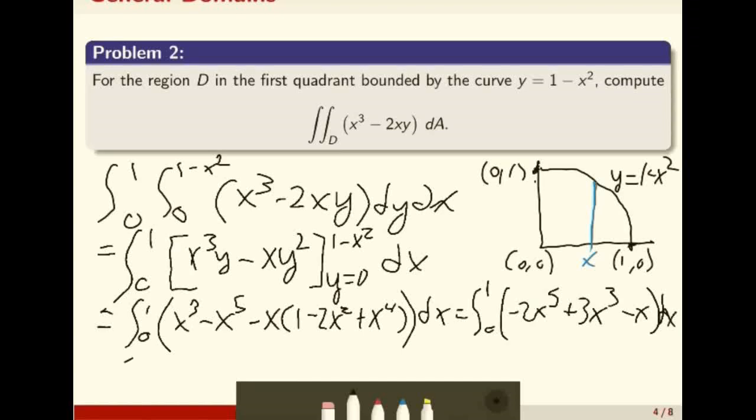And here, this is going to be a single valued integral, and so we get minus 1/3 x to the 6th plus 3/4 x to the 4th minus 1/2 x squared. Doing this from 0 to 1. And did I get the signs correct on this? I believe so. Yeah.